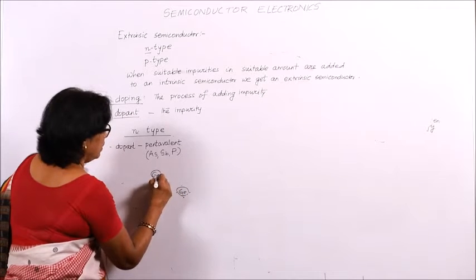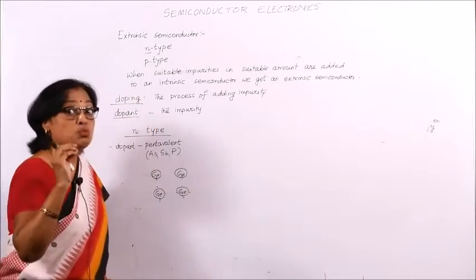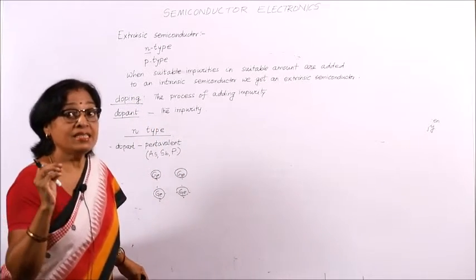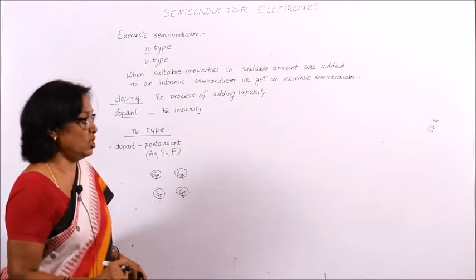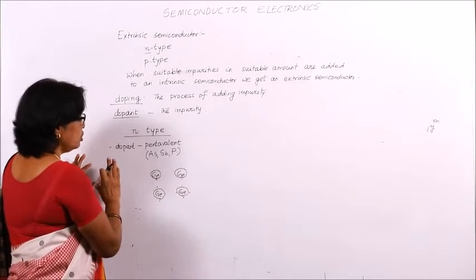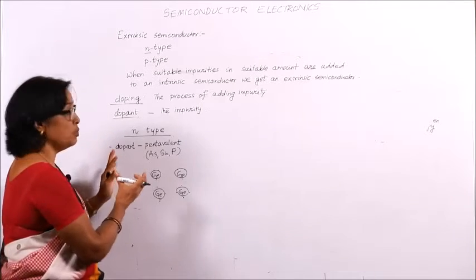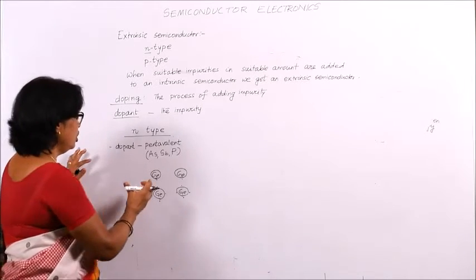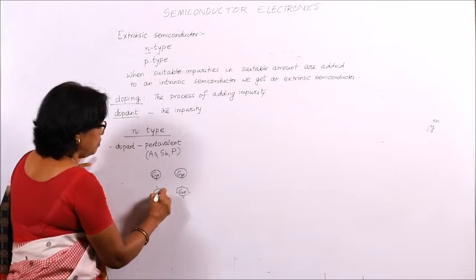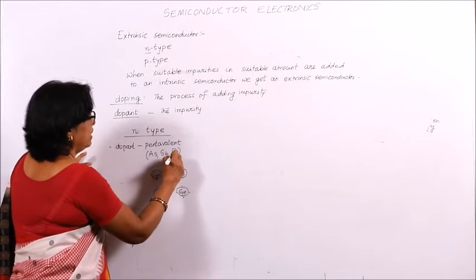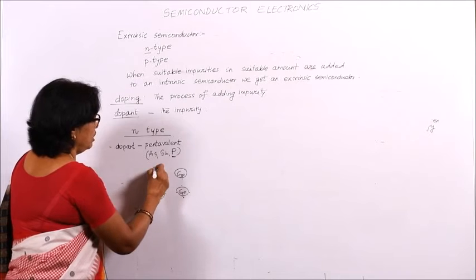Now, when this impurity is added, it is added in a very small amount. It is hardly more than 1% of the atoms of the original intrinsic semiconductor. Because you are adding only a few atoms of phosphorus or arsenic, let us say germanium is replaced by phosphorus. I am adding the phosphorus impurity and it replaces one of the germanium atoms.